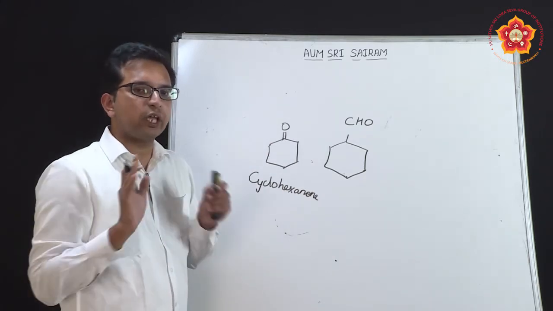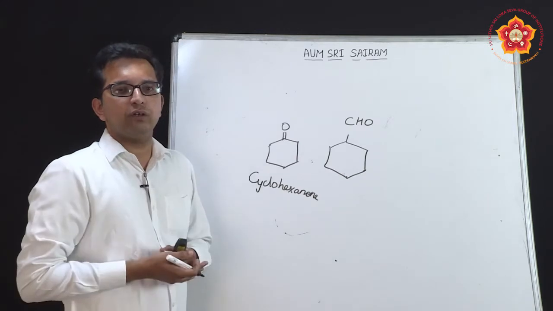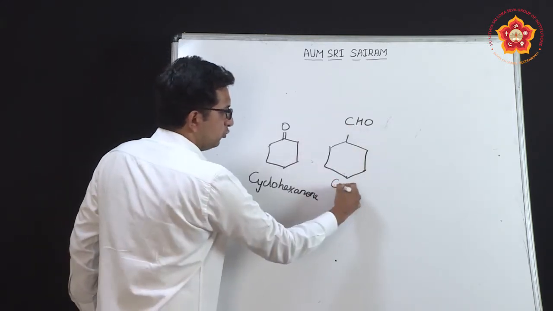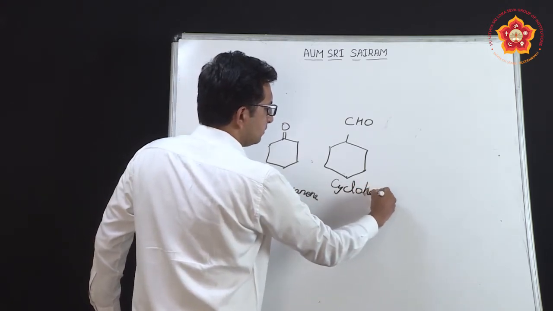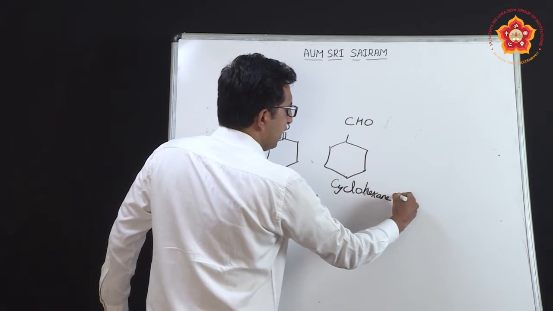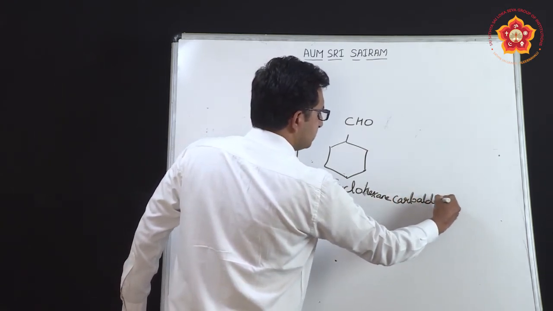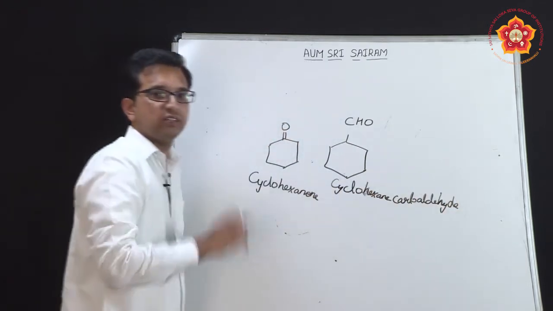If you write it as cyclohexanal, it means that the aldehyde is also part of the ring. But please see here that the aldehyde is not part of the ring, therefore the name will be cyclohexane. This is the normal naming that we have, and then followed by carbaldehyde. This is how we take up the naming of the compounds which are there.